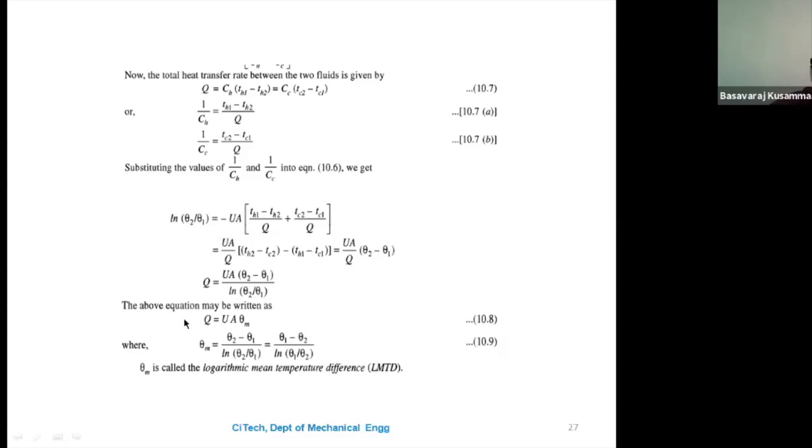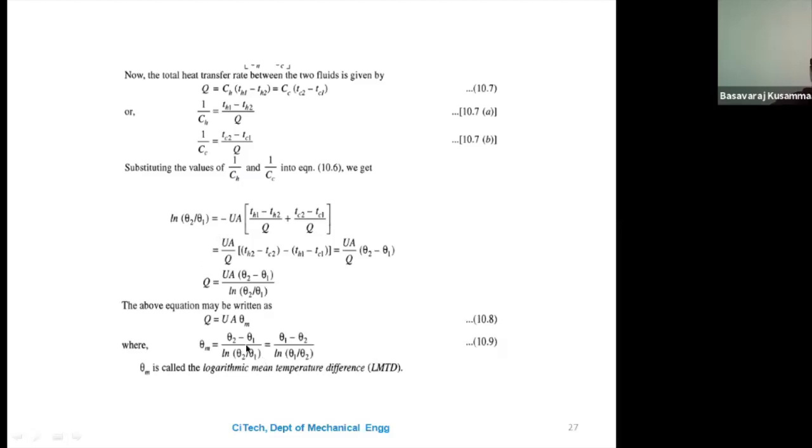Understand? The above equation may be written as Q equals UAθm. What is called θm? θm is θ2 minus θ1 divided by ln of θ2 divided by θ1. You can interchange them: if it is θ1 minus θ2, the interchange will automatically occur in the denominator as well. Then θm is called the logarithmic mean temperature difference.